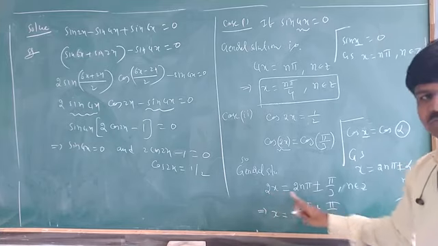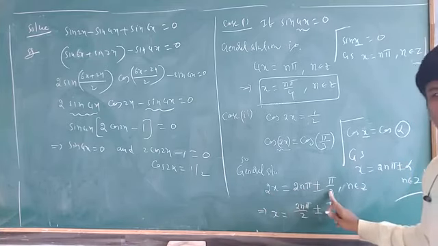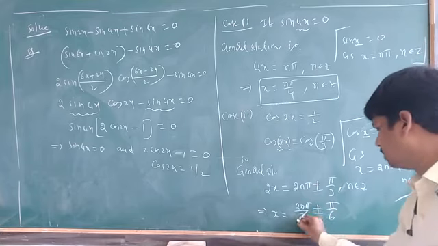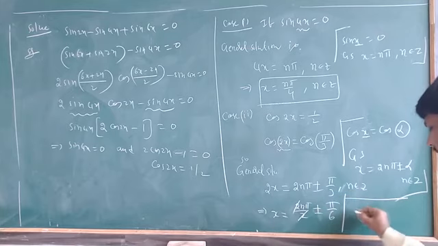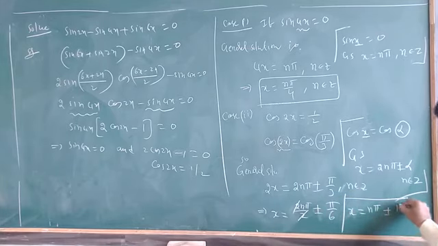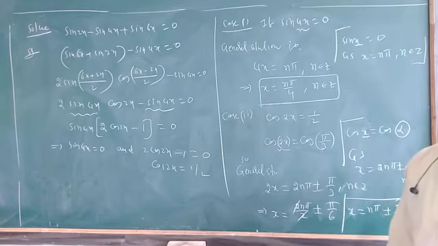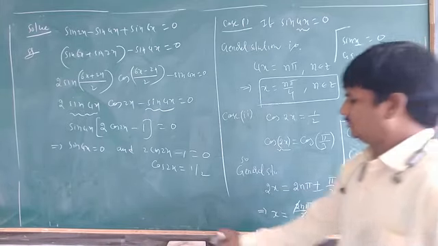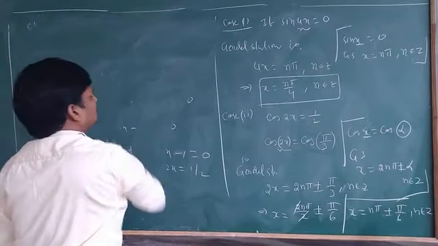Transfer the 2 to this side. So x is equal to 2n pi by 2 plus or minus pi by 2 into 3, which is 6. So the 2 is cancelled here. Then x is equal to n pi plus or minus pi by 6, n belongs to Z. In this manner we have to find the general solutions. Remember this, next we will solve some questions, then you can understand.